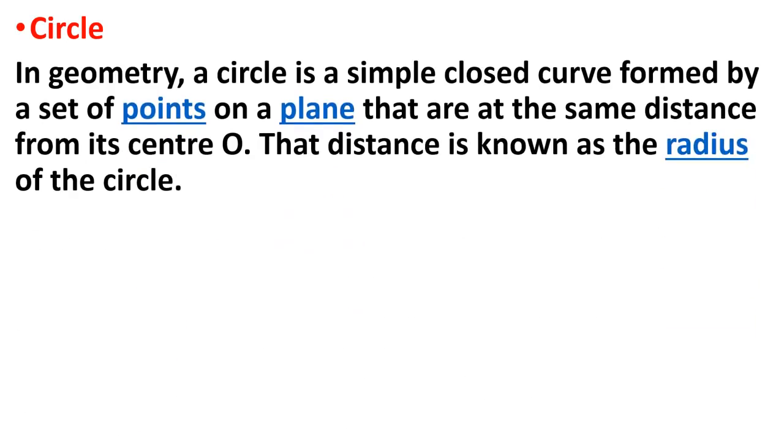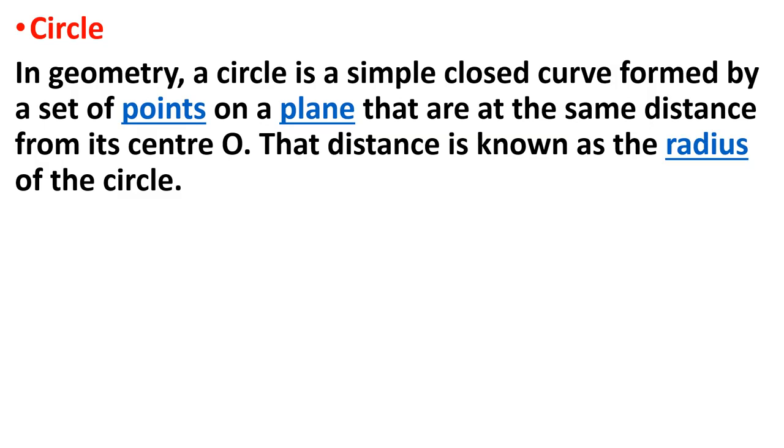In geometry, a circle is a simple closed curve formed by a set of points on a plane. It is a simple closed curve, that we all know, because it does not cross itself and its starting and ending points are the same. That's why it is closed also. It is made up of a set of many points.